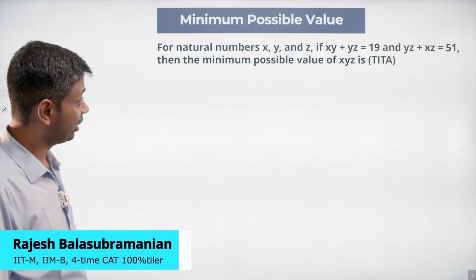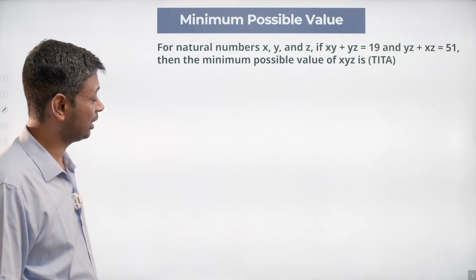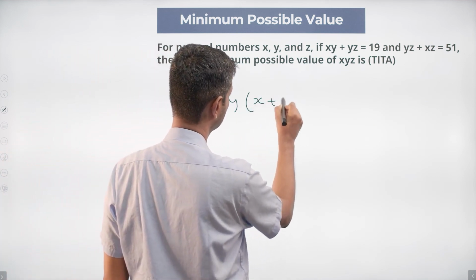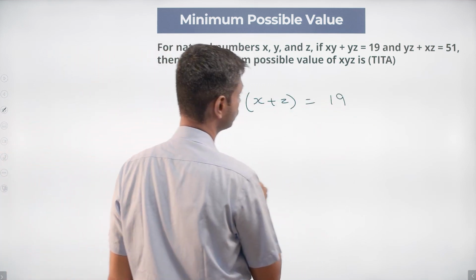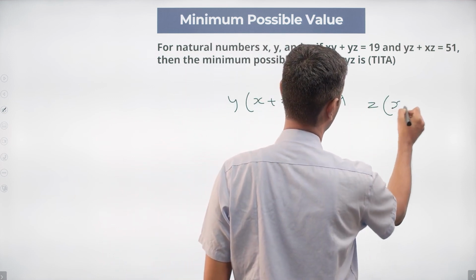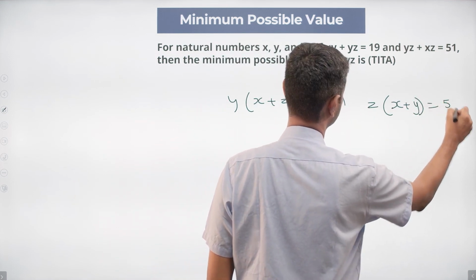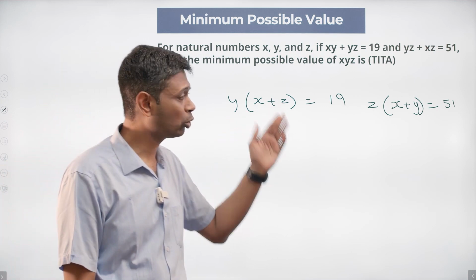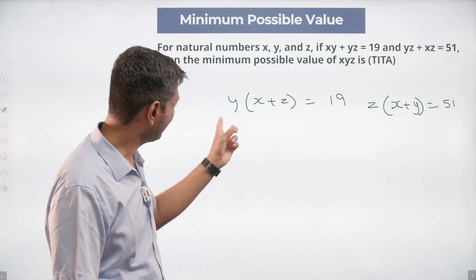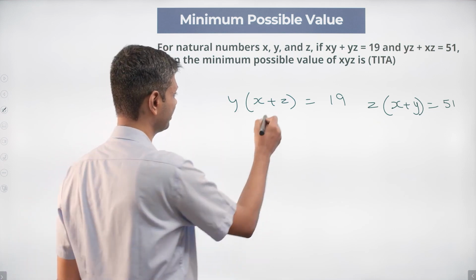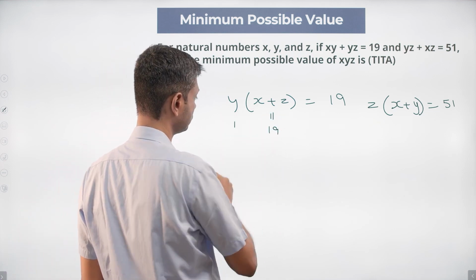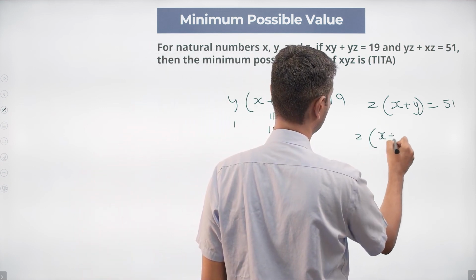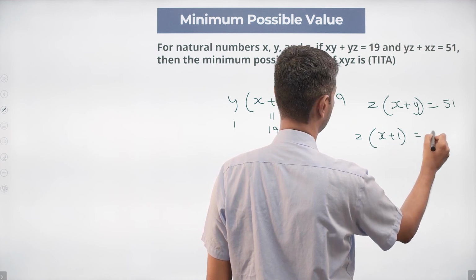For natural numbers x, y and z, if xy plus yz is 19 and yz plus zx is 51, y into x plus z is 19 and z into x plus y is 51. We are told very clearly that x, y and z are natural numbers. 19 can only be broken as 1 into 19 or 19 into 1. It cannot be 19 into 1. x plus z cannot be 1. x plus z is 19. y is 1. Plug that in here. So z into x plus 1 is 51.